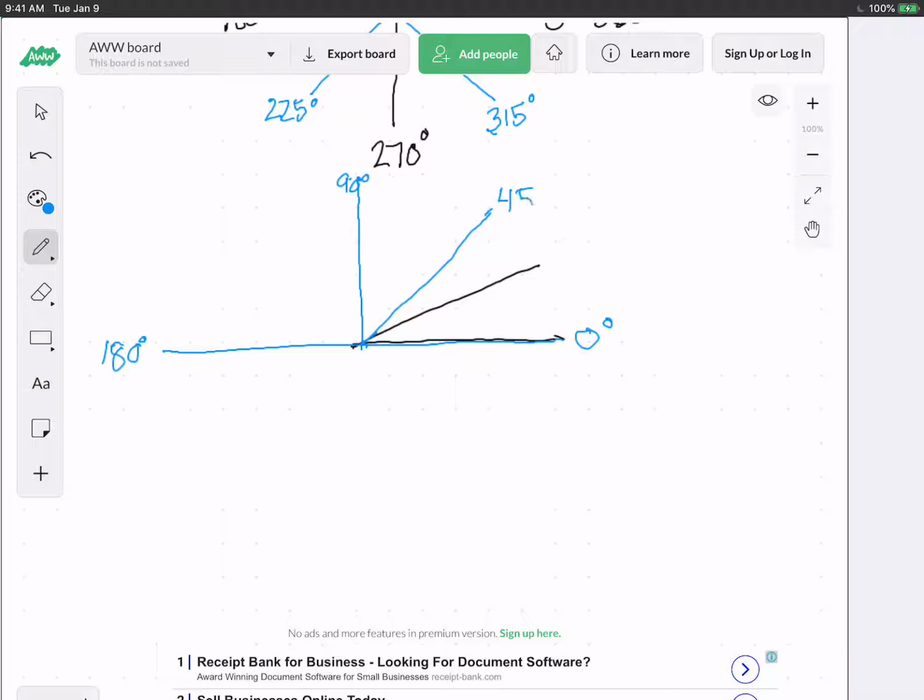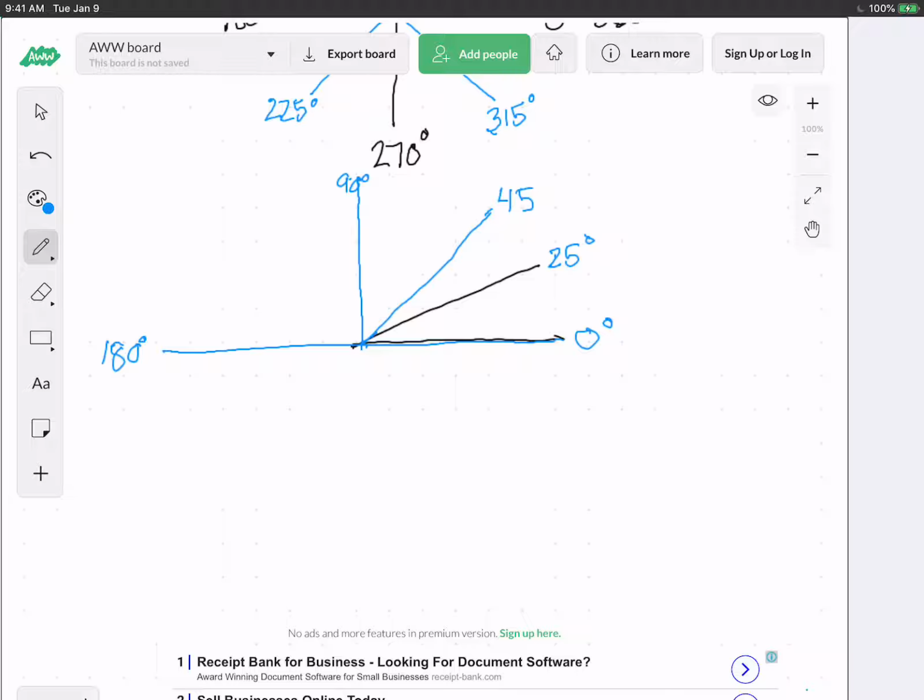So that's 45. So if they're guessing this angle, they could say it's roughly 25 or 30 or something like that, but just something close. So I'll just say 25 degrees. And that's how they become fairly accurate at estimating an angle.